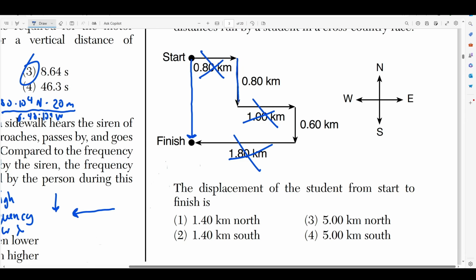So here's one vertical component. This brings us down to 0.8 kilometers. And then here we have another part of his run, which brings us down to 0.6 kilometers. And here we have 1.4 kilometers as his total displacement, right? And guess what?